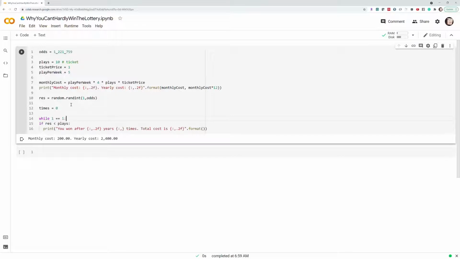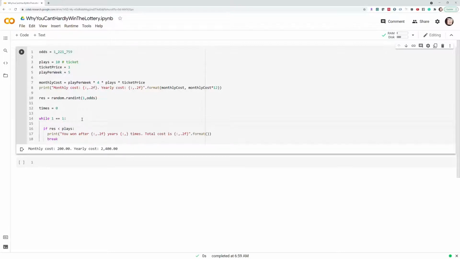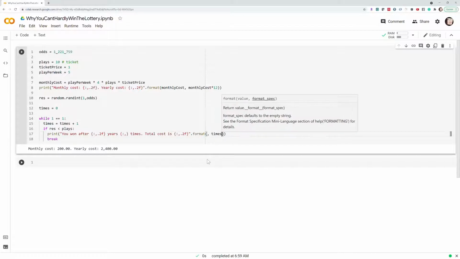So we say while 1 equal to 1, because 1 is always equal to 1, so it will keep playing until you win. So you're going to have a break here. I will break out of this loop if I win, right? And every time I play, I will increase the number of times I play by 1. So I update the times variable by 1. You won after, now the first one you don't know, but the second one you know is the times.